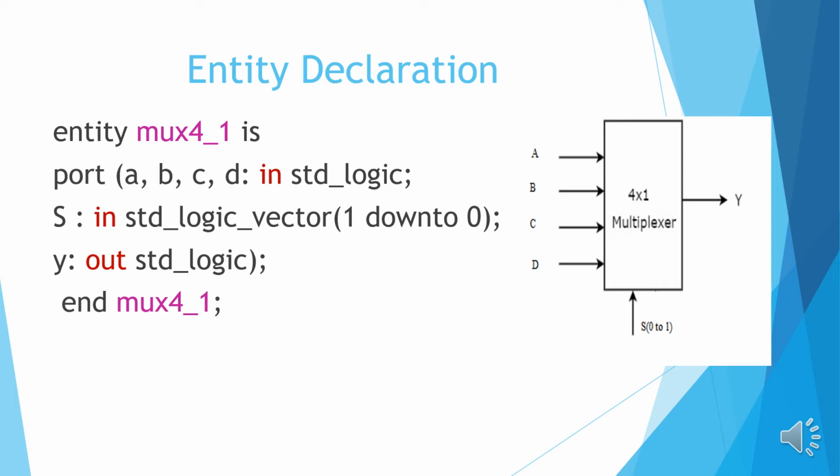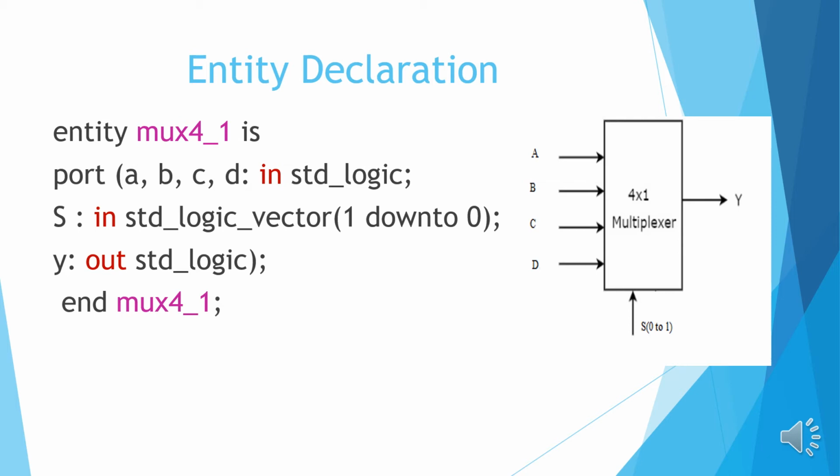Select input is 2-bit input, so it is written on separate line S colon. Again, direction of select input is in, so in, it has more than one bit, so standard logic vector in bracket 1 down to 0. 1 down to 0 means number of bits are 2. If number of bits are 4, then we can write 3 down to 0. If number of bits are 8, then we can write 7 down to 0, or we can also write 0 to 7, or here in multiplexer we can write 0 to 1 also.